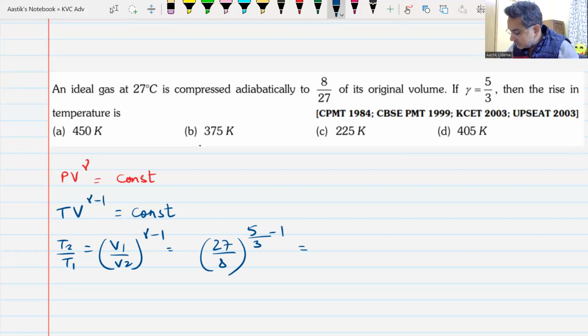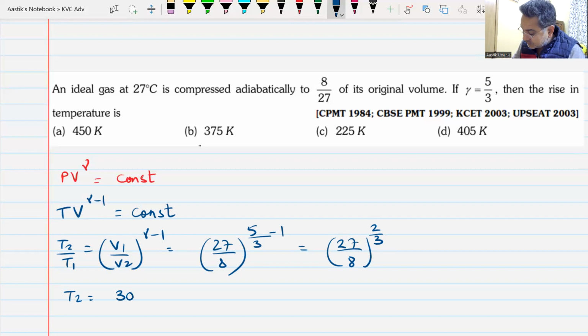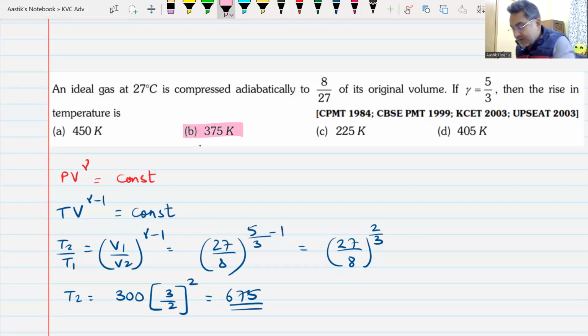So I think it's 27 by 8 raised to the power of 2 by 3. So your T2 becomes T1, which is 300, times 27 cube root is 3, 3 by 2 whole square, 9 by 4. I think you will get 675 from here. So the change in temperature would be 375 Kelvin. Are you getting this answer?